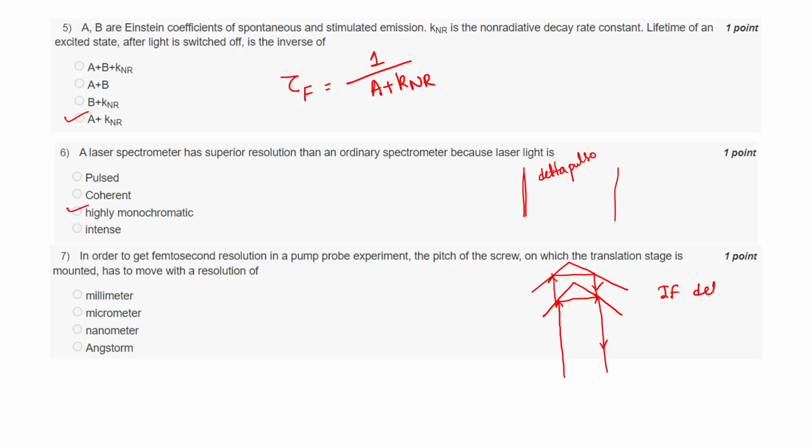If the delay stage moves s distance, then the light has to travel 2s distance. This is similar to the part of a Michelson interferometer.